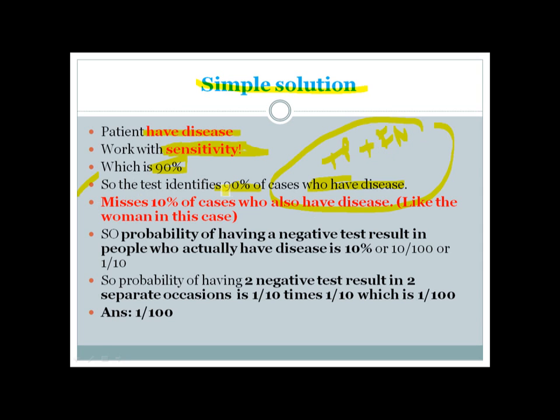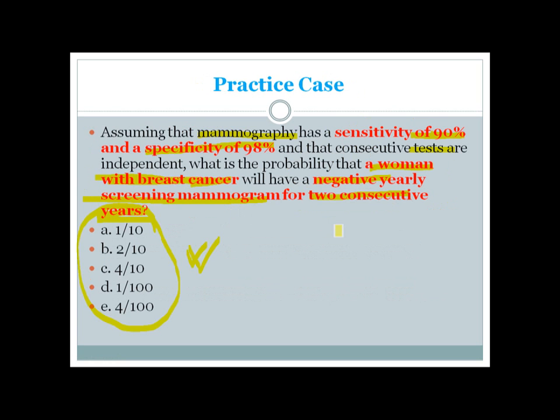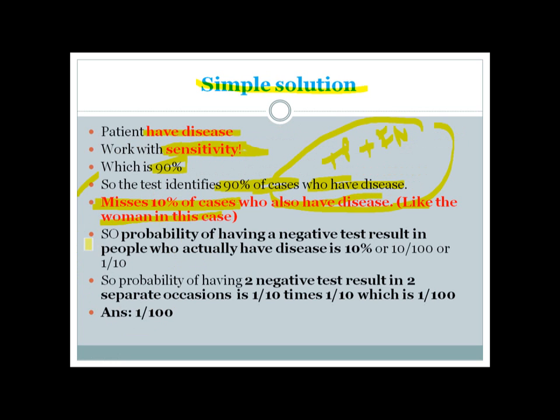And if the test can identify only 90% of cases, what percentage does it miss? It misses about 10% of the cases who also have the disease, like the woman in this case. So the question asks what is the chance of missing the breast cancer diagnosis in this patient for 2 consecutive years. So let's first calculate the probability of having a negative test when the patient truly does have the disease in 1 year, and then we calculate the probability for 2 years.